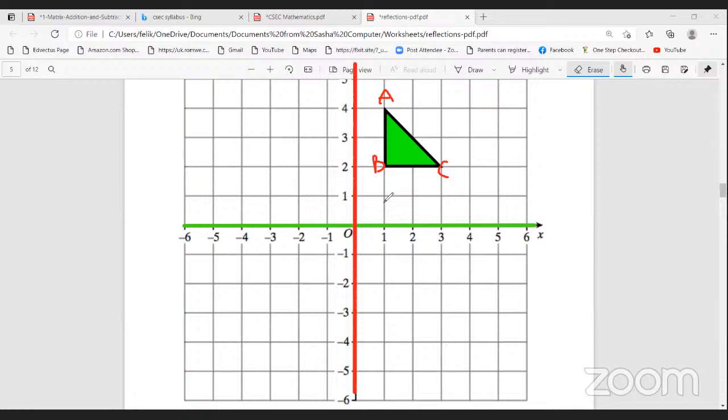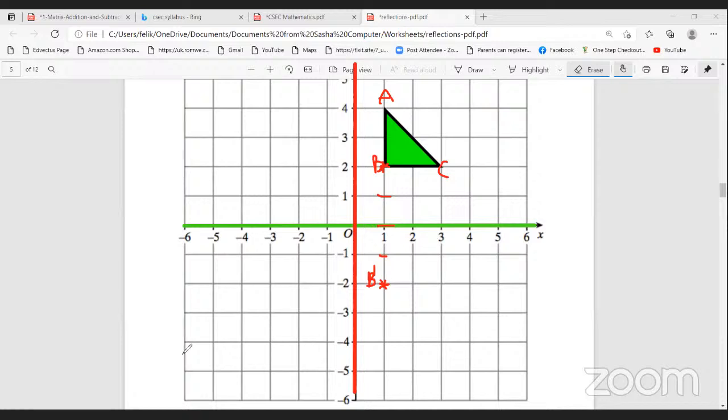So how far is B from the x-axis? How many blocks? 2. 1, 2. So we know that the reflection of this point B here is going to be 2 blocks from the x-axis. So 1, 2. So we know for a fact that this point here is going to become what? B what? How do we label it? B prime. Beautiful. All right.